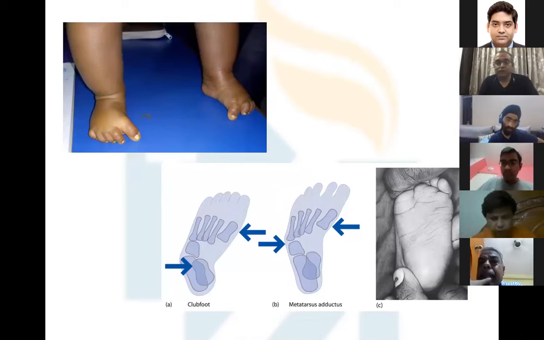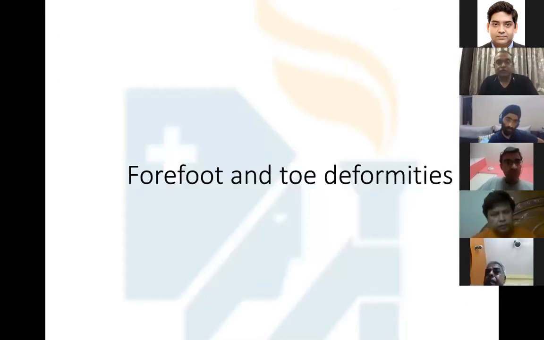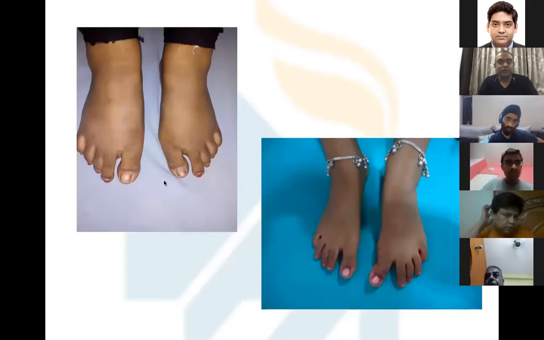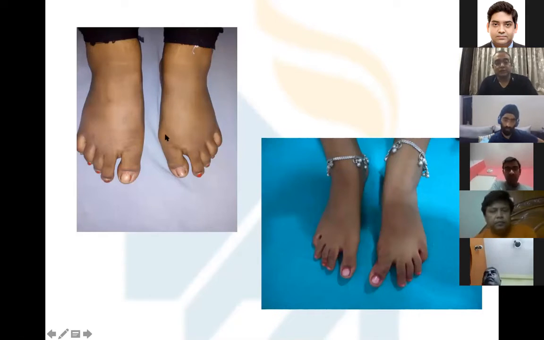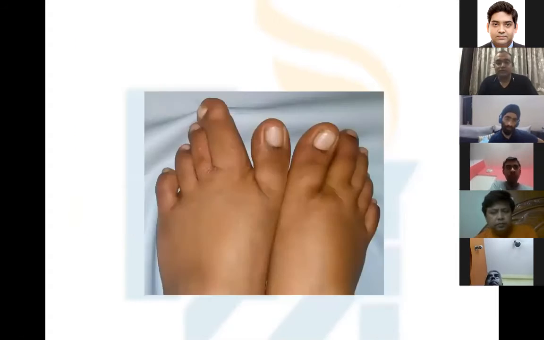Now, coming to the other deformities like forefoot and toe deformities, here is a case of a primary hallux valgus in a 12-year-old girl. She has nothing apart from hypothyroidism. She has no other condition, but sometimes it is seen in metabolic bone conditions. Congenital hallux valgus can be seen. And here you see a hallux varus. It's a post-traumatic condition where there is a scar on the medial side leading to a hallux varus.